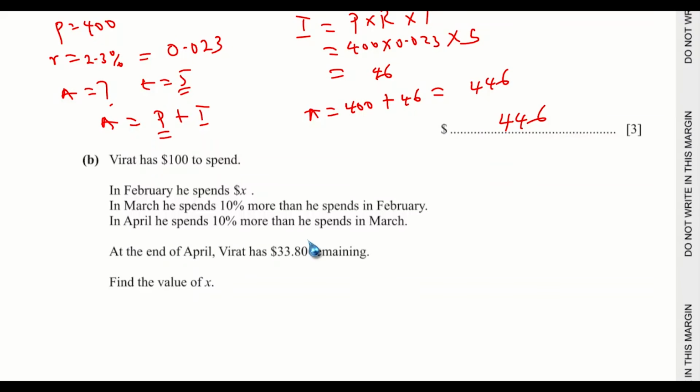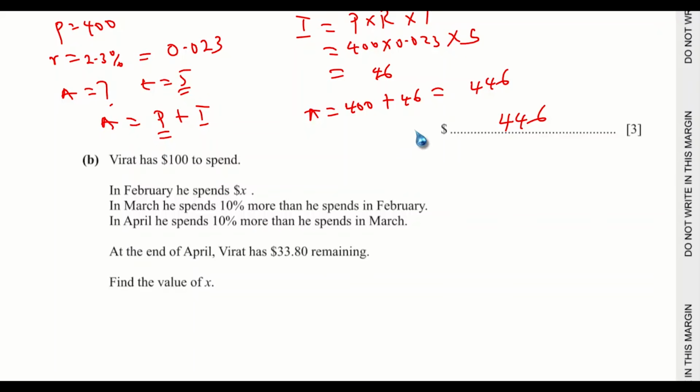Virat has $100 to spend. In February, he spends X dollars. In March, he spends 10% more than he spends in February. In April, he spends 10% more than he spends in March. At the end of April, Virat has $33.80 remaining. Find the value of X.